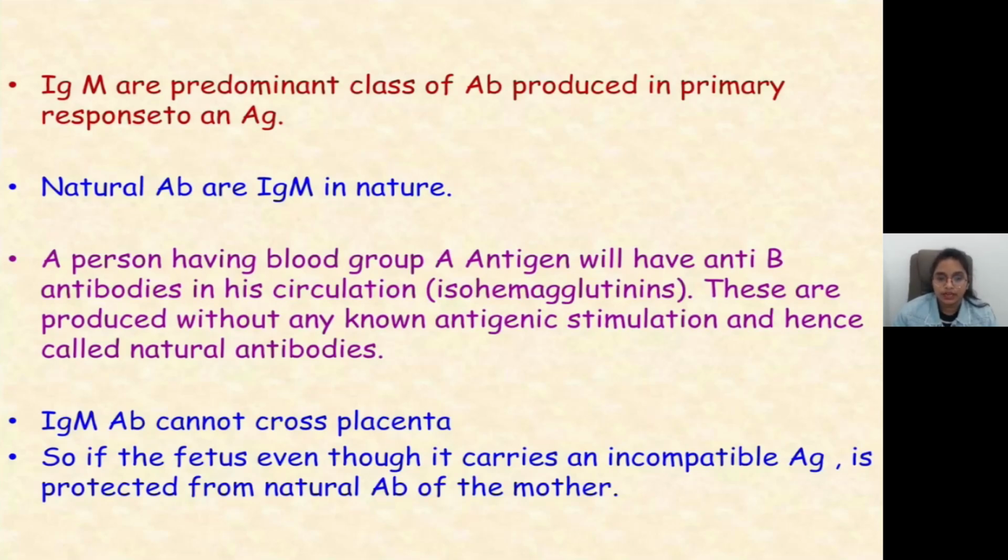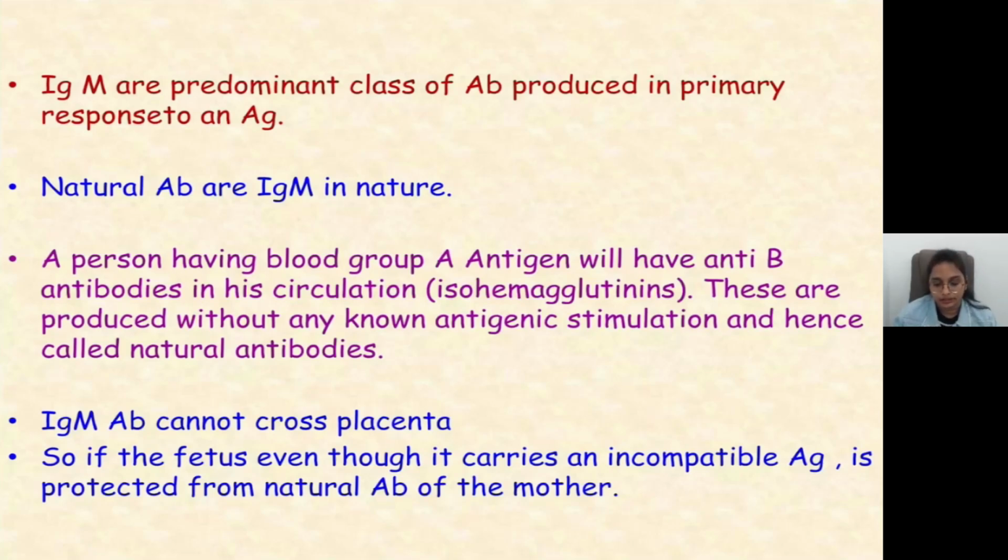If a person's blood group has A antigen, it will bind with antibody in his circulation. This is called iso, meaning same, so they bind as isoagglutinins. These are produced without any known antigenic stimulation. They are also known as naturally occurring antibodies, right? IgM cannot cross the placenta, so even if the fetus carries an incompatible antigen, it is protected from the natural antibody of the mother.